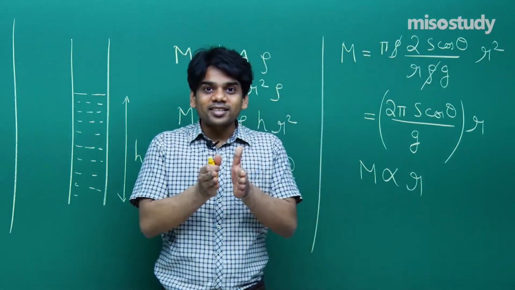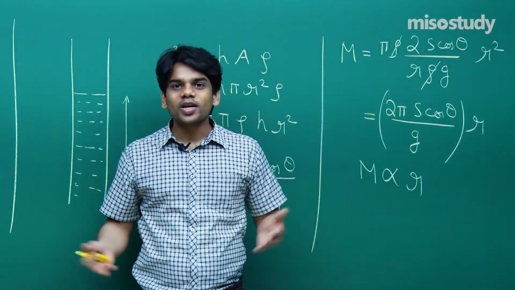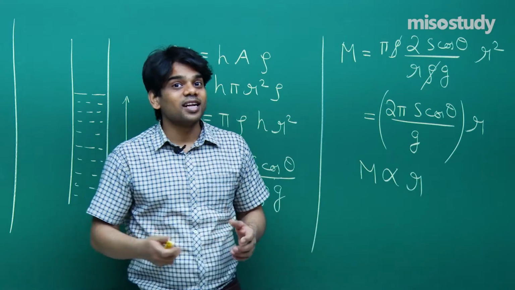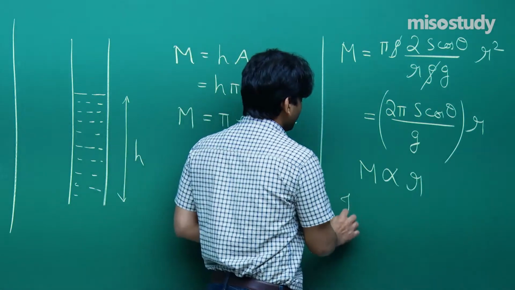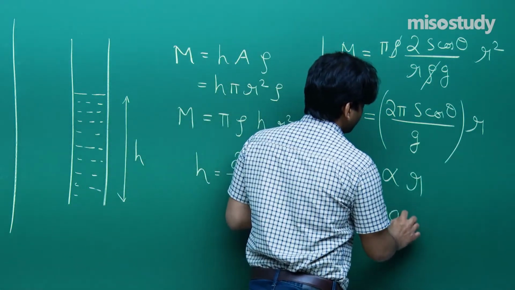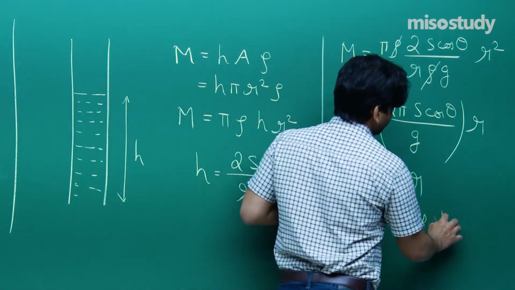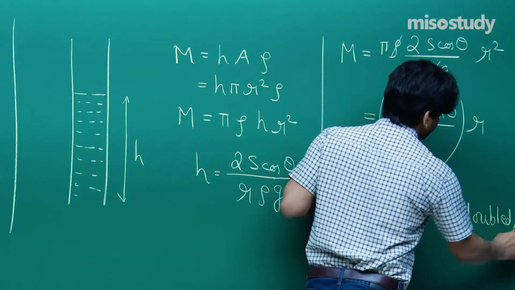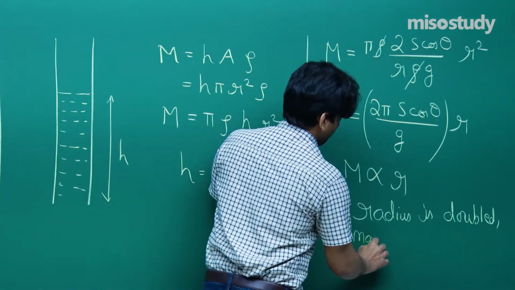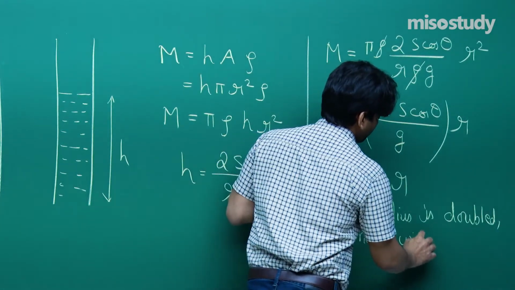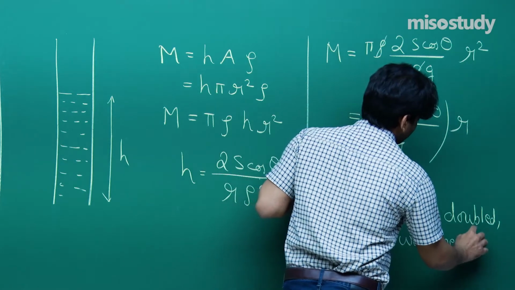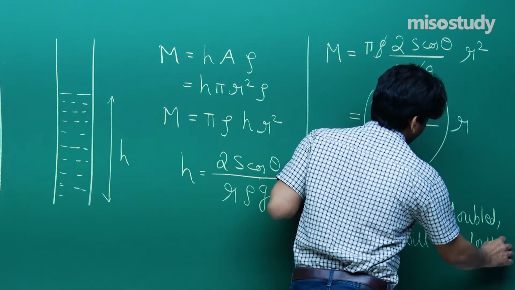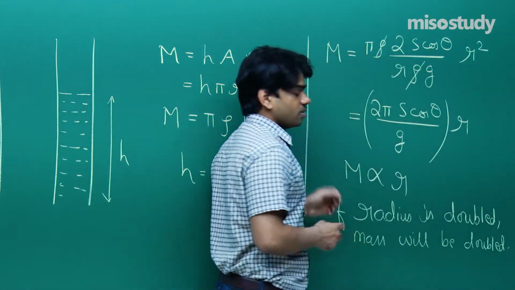So if radius is doubled, mass will be also doubled. That is the thing that you can make out. So if radius is doubled, mass will be doubled. This is what we can comment.